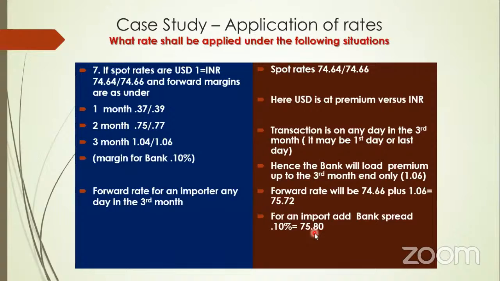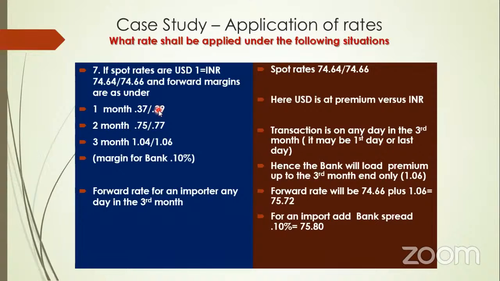If the forward margins are at premium or discount, first you decide premium or discount. How will you decide premium or discount? Based on the way they have quoted. If it is lower side, higher side, premium. If this side is higher, this side is lower, then it is a discount. Discount means you have to keep on deducting the low. Premium means you have to go on adding. Understood or not?